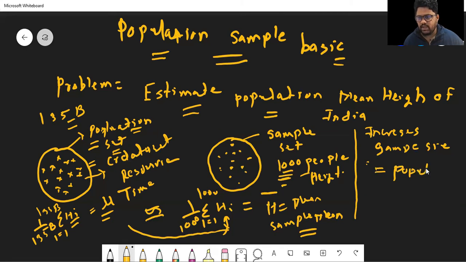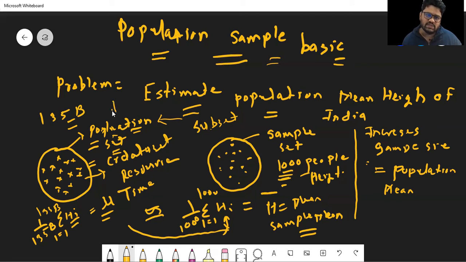population mean. Okay, you don't have to collect all the heights of 135 billion people, but you can collect the heights of 1 million people, and from that you can estimate the population mean or population height mean. So in that way we can use this sample set. Sample set is nothing but a subset of your population set, and by using that subset you can estimate the properties of the population. So that is the use of your sample set, and it is also very cost effective.